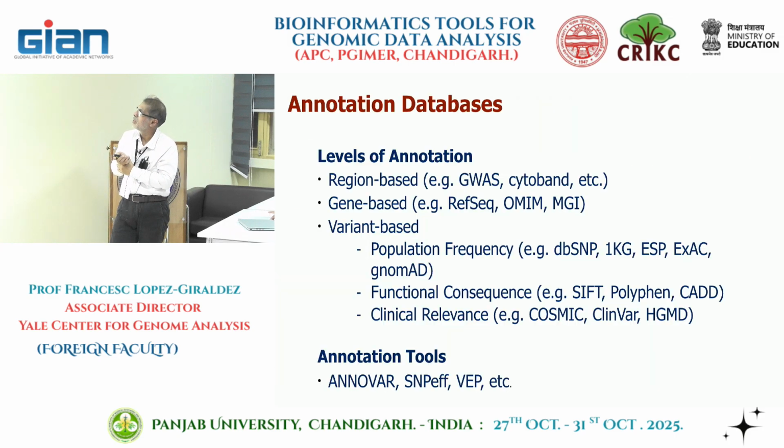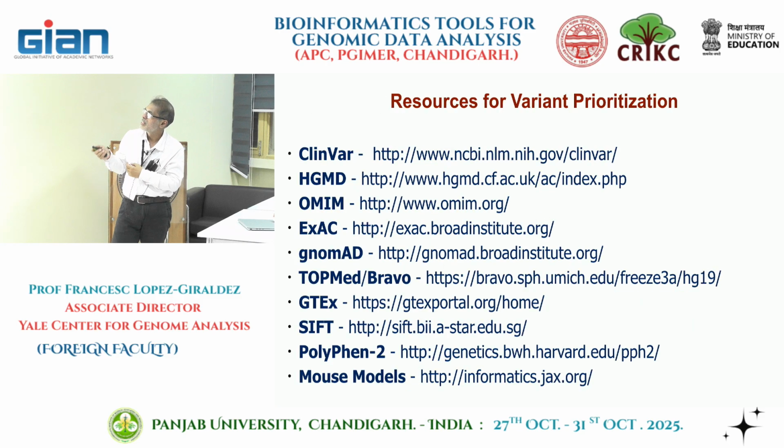So again, these are the annotation databases. As for annotation tools, as I said, you can use ANNOVAR, you can use web tools for annotating your VCF files. The COSMIC database is for somatic variants in cancer. ClinVar and HGMD are for germline variants, and for functional consequences, SIFT and PolyPhen, and then you have CADD scores as well. So these are some of the resources that you can use.